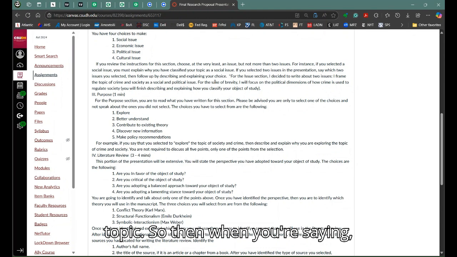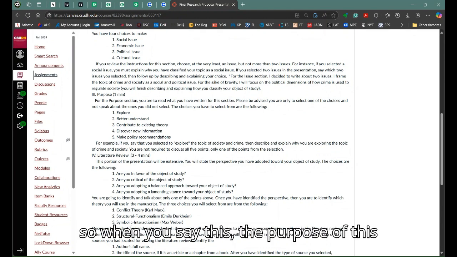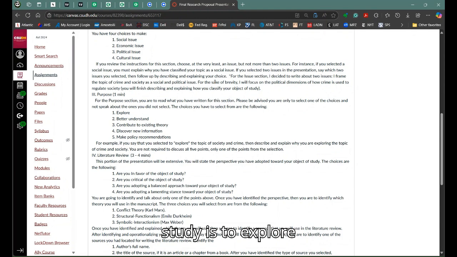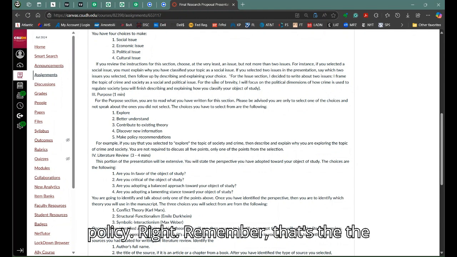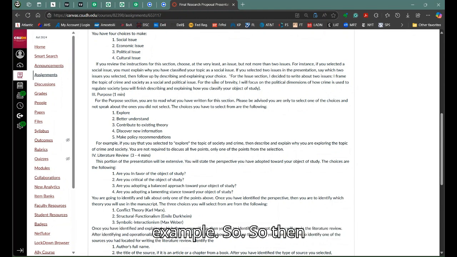So when you say, "The purpose of this study is to explore how crime impacts or influences public policy," remember, that's the theme I'm working with in this example, you're just saying to your reader, I really don't know that much about it. I'm aware of it, but I'm not able to speak on it intelligently or provide an educated opinion. That's what explore implies.